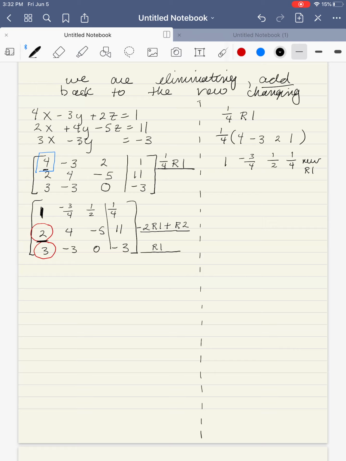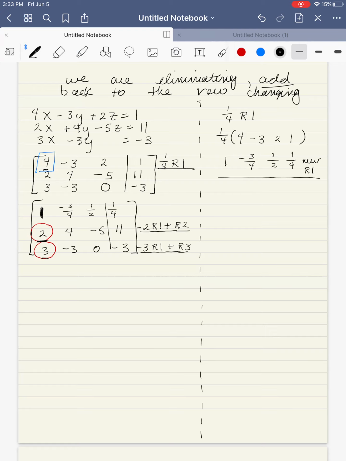I'd like you to try to write your row operation for eliminating the 3. Pause the video, write that row operation, and then we'll look at actually doing those row operations. Okay, so since I have a 3, I'm going to multiply row 1 where I just got the 1 by -3, and then I'm going to add it back to the row that's changing, row 3.